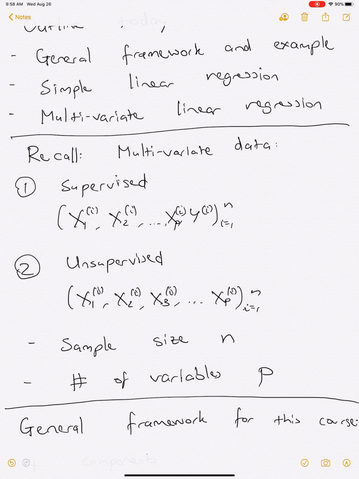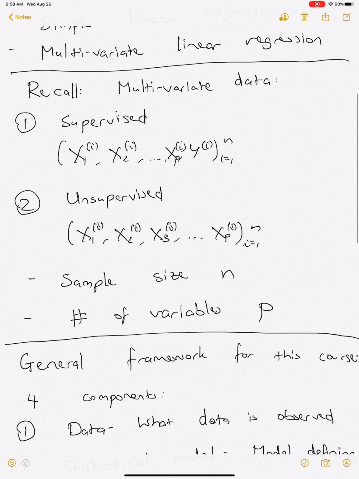Just to remind people, the scenario we're in is where we have multivariate data, and this is a reminder of what we covered at the end of the previous lecture. There are two settings that we're going to focus on in this course: the supervised setting, where you observe some underlying label y, and then the unsupervised setting, where you just observe p variables with no label. And so here there are two key things: the sample size n and the number of variables p.